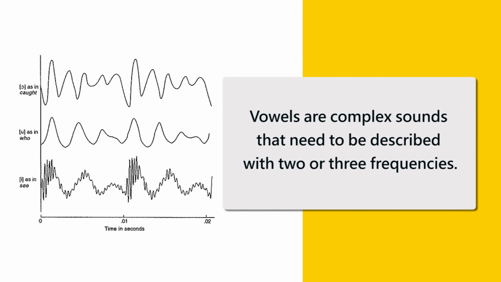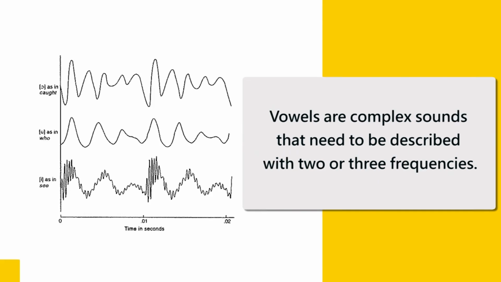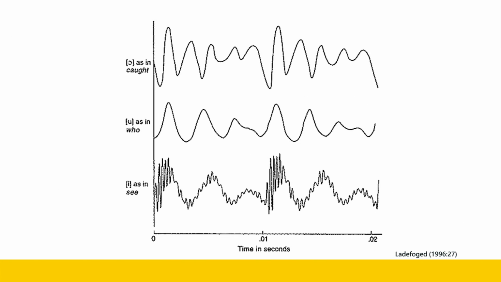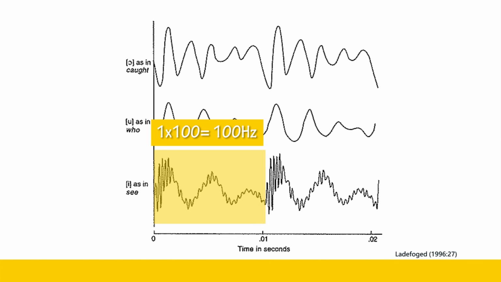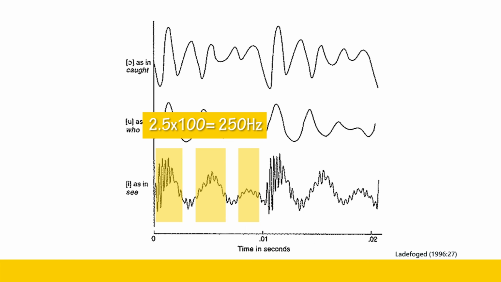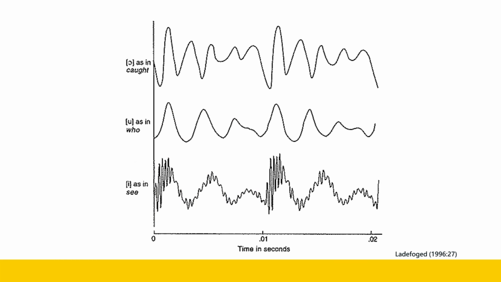Generally, vowels are complex sounds that need to be described with 2 or 3 frequencies. That's why I looked at the smaller peaks. In this case, I looked at 2 frequencies, the one frequency of the main pattern and one frequency of the smaller peaks. But this was a basic introduction into the understanding of vowels based on frequencies, most importantly, fundamental frequencies. In the following videos, we will look more deeply into the wave structure of vowels.